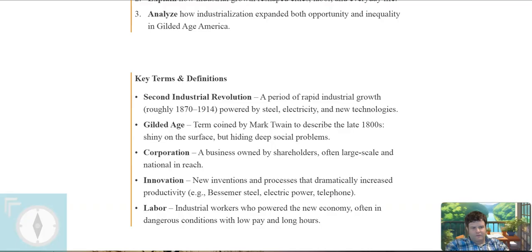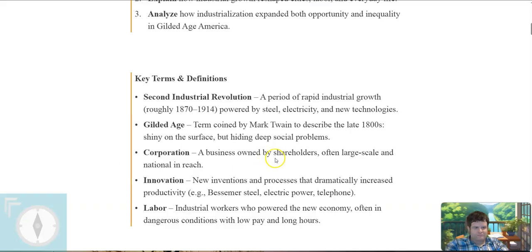Labor is another term that we'll go into more detail in future lectures, but it refers to industrial workers who power the new economy. These are guys who are running the factory machines, things like that. Often, especially in the time period we're studying, these are dangerous conditions with low pay and long hours.